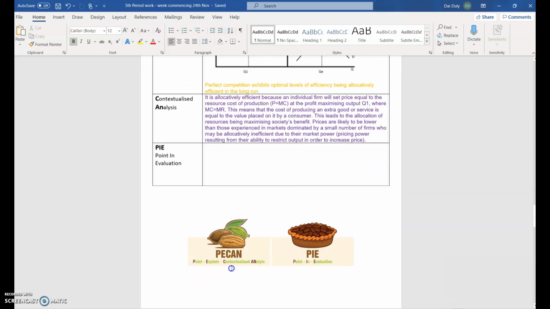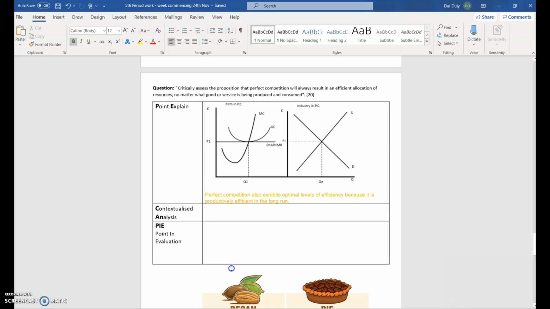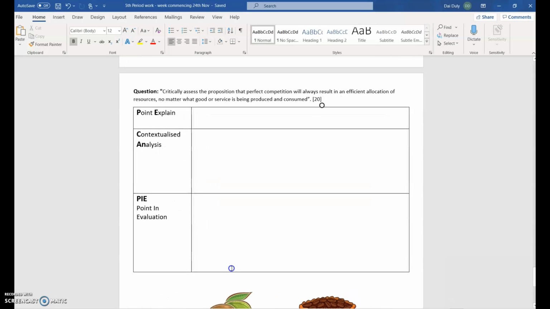So you're trying to come up with a negative of perfect competition. The second paragraph I've mentioned, it's productively efficient. So clearly you need to explain that. In terms of your evaluation, maybe some of you are thinking about, well, what about economies of scale? Is it as productively efficient as other market structures who may benefit? So try and think of alternative perspectives. And then lastly, the last point, you have to come up with yourselves.